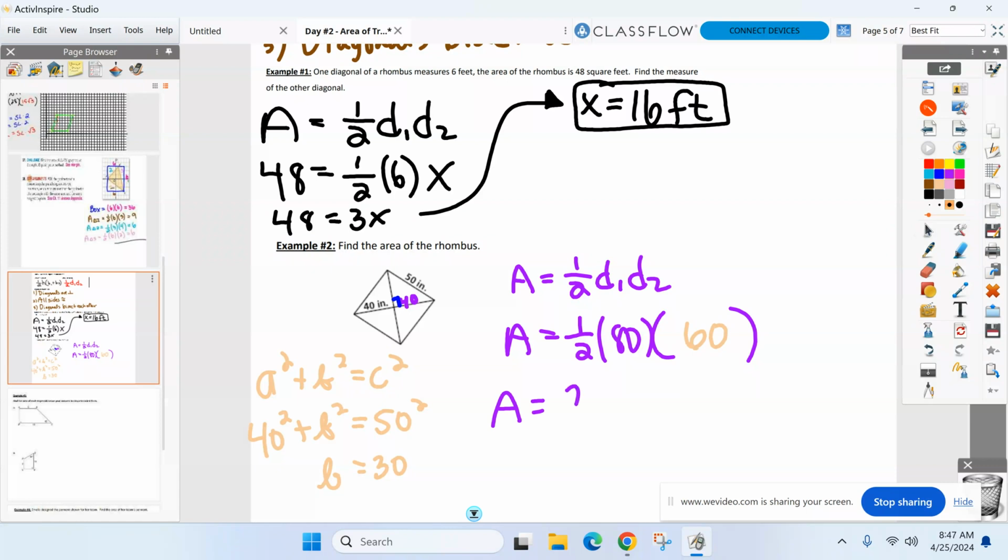All right, I do have 2,400. Square inches or just inches? You're finding area, so now you square the units when you find the area.